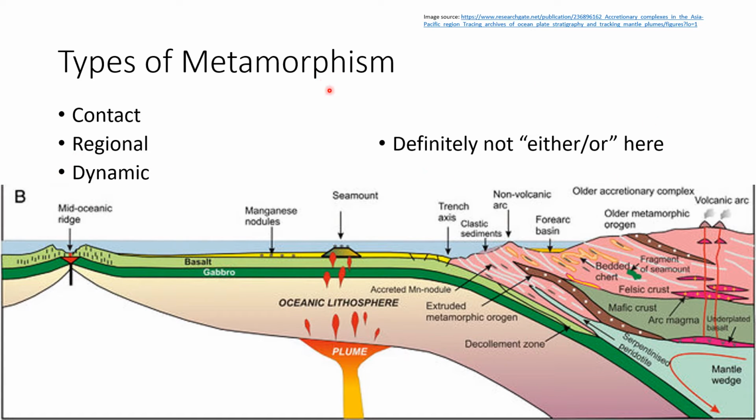I would point out that this is definitely not an either or, and we're going to talk about how these grade into each other. You can have regional metamorphism with contact metamorphism going on inside it, and then some dynamic on top of that. All these things can live together too. We're just going to talk about them in order to split things up and talk about different types.